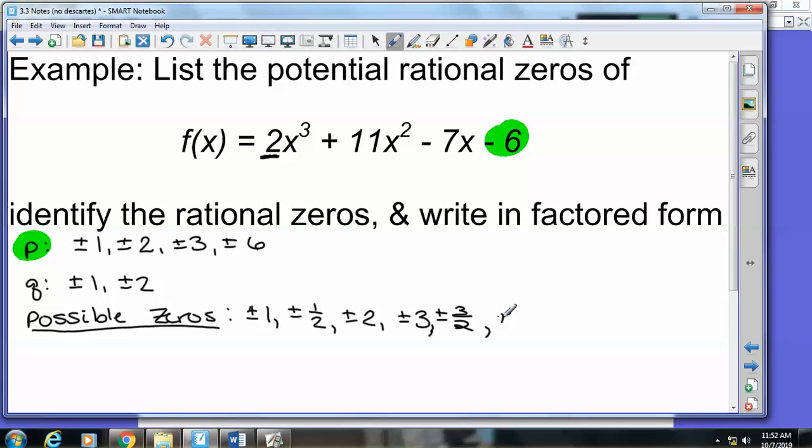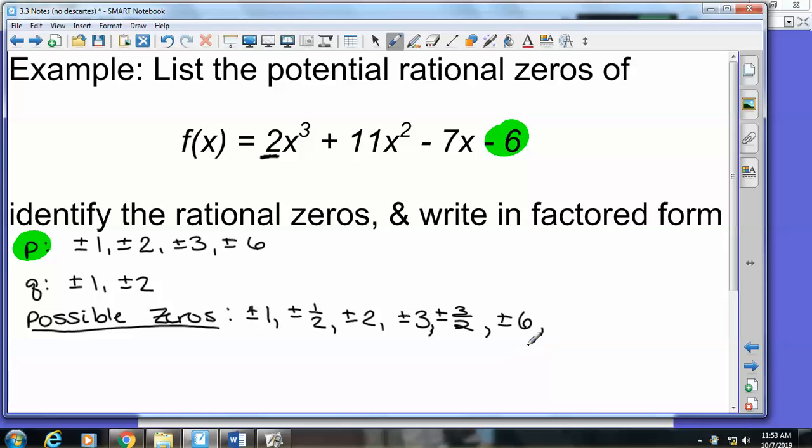6 over 1. And 6 over 2 is 3, but that's already on my list, so I don't need it. These are not the zeros. How many zeros should I have for this? 3 total. These are the things that might work.